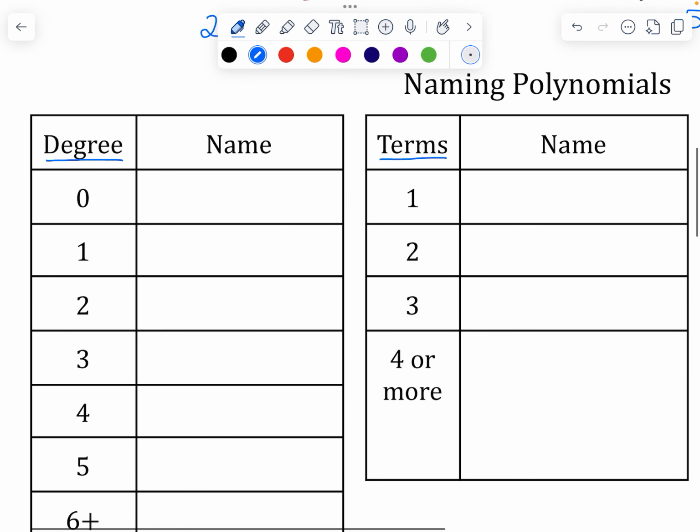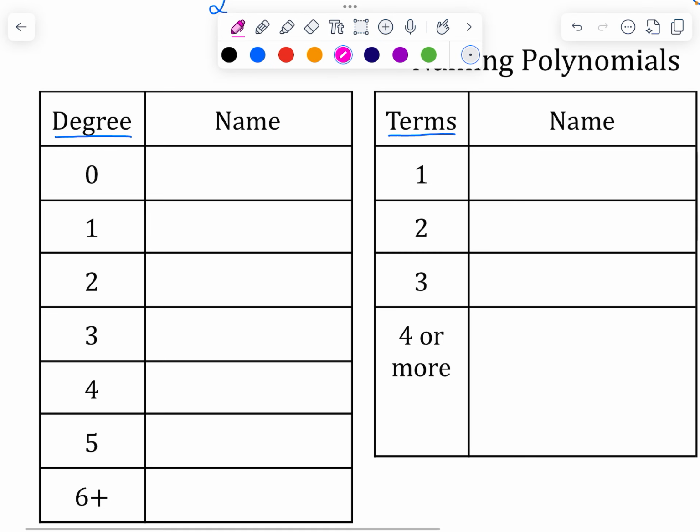So as for the names, if we have a degree of 0, we are going to call it a constant. That's because there's no variable, just a number, so it's a constant. If we have a degree of 1, this is going to be linear. Most of the equations that we've worked with this year so far have been linear equations. So those straight lines, that's going to be linear equations.